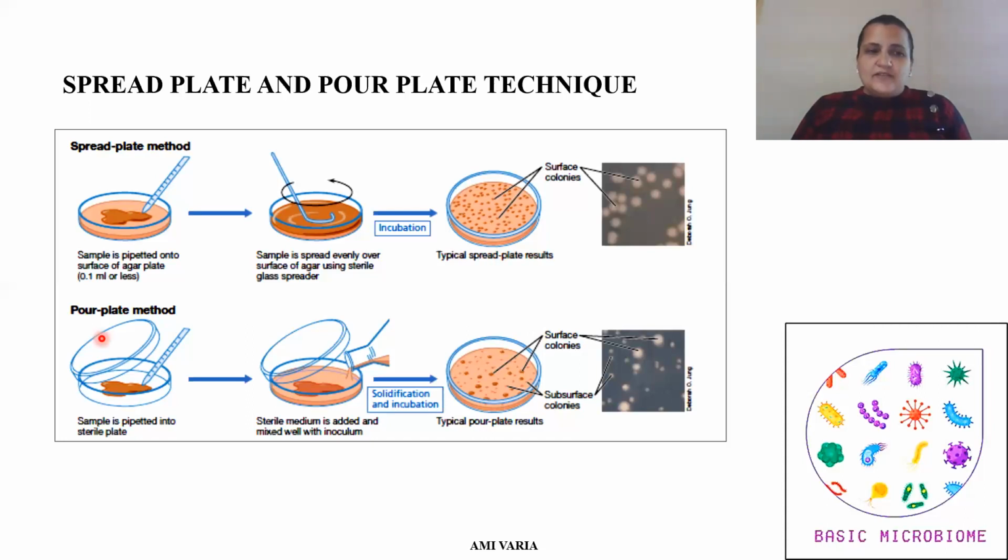The second method is the pour plate method. In the pour plate method, the required aliquot of sample is pipetted into a sterile plate. Then the nutrient culture medium is poured into the plate previously inoculated with culture suspension. Then the suspension and broth are mixed well. After solidification, the plates are incubated at the required temperature and time. After incubation, we can easily observe the typical colonies on the plates.